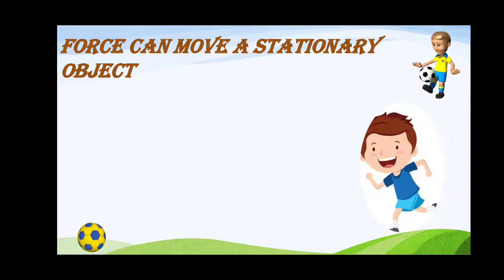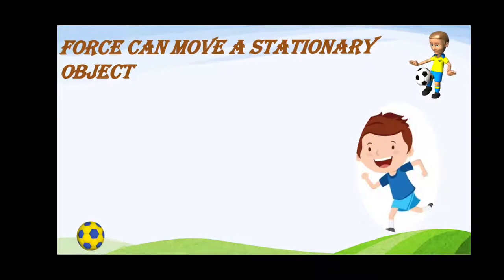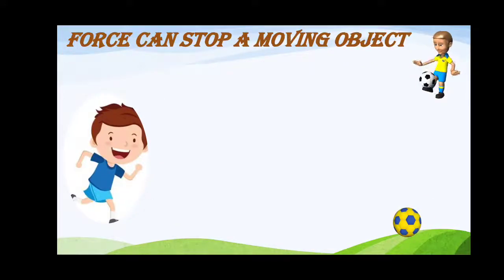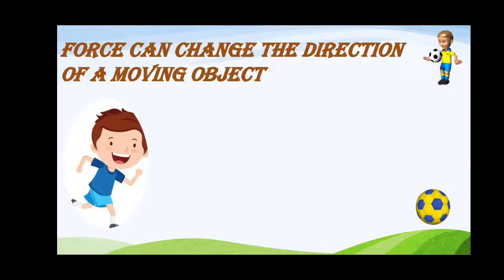Now you see, this is a stationary object. When force was applied by the boy, the ball started moving. Here we see a stationary ball. When it starts moving, this ball can be stopped by applying force. So force can stop a moving object. Here you see there is a moving ball, and when force is applied by the boy on the ball, the direction of the moving ball is changed. So we can say that force can change the direction of a moving object.